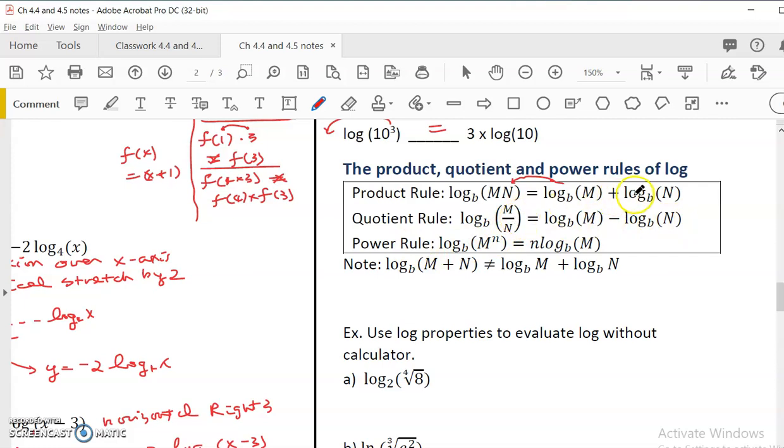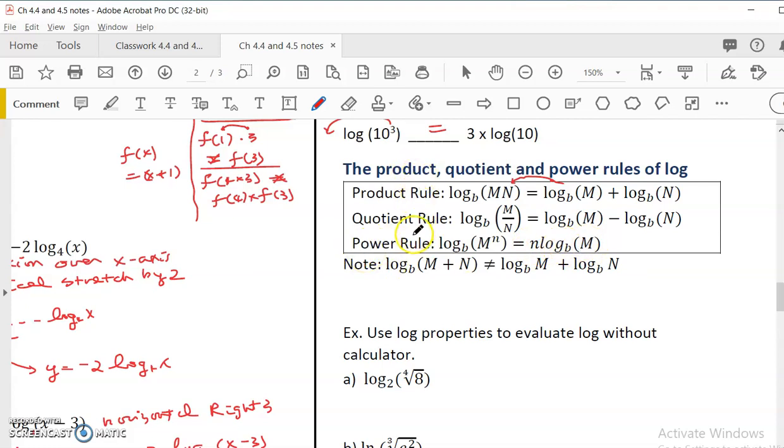This is a direct result of the product rule. The power rule is log base b of m to the power n. Now m to the power n is inside the log. You can pretty much move this n outside as a coefficient times log base b of m. So this is called the power rule.